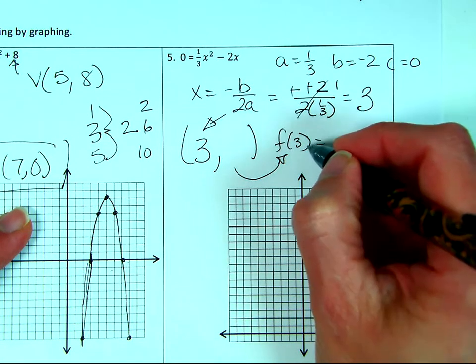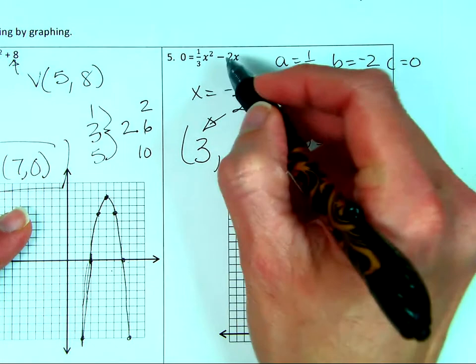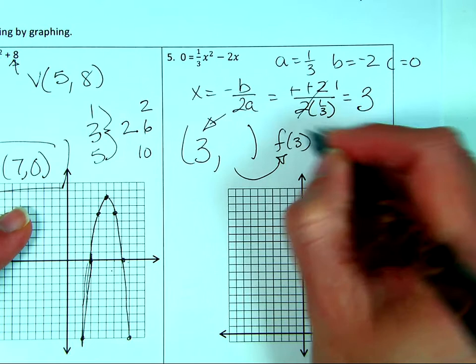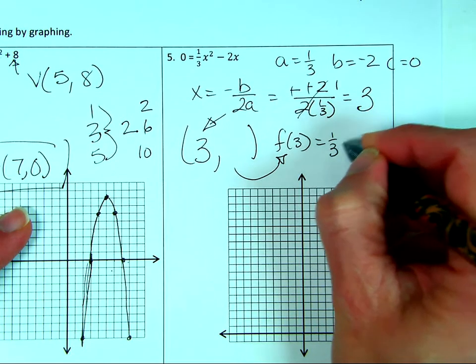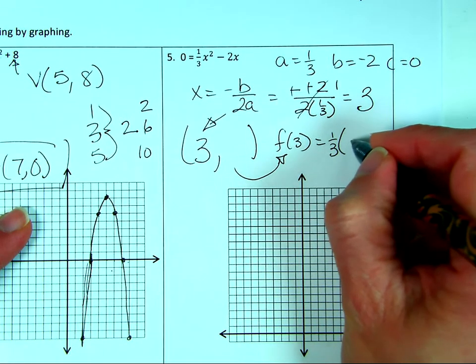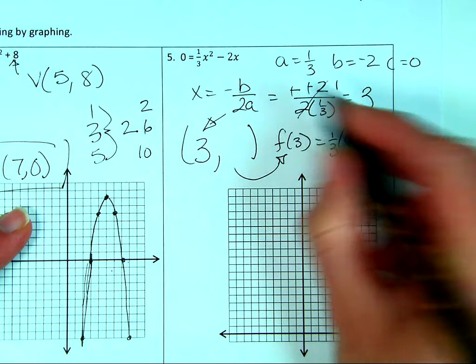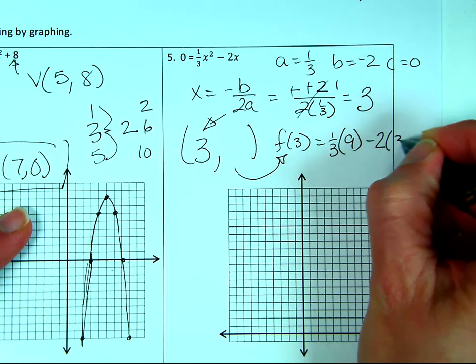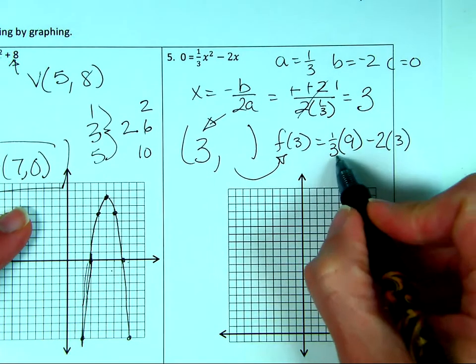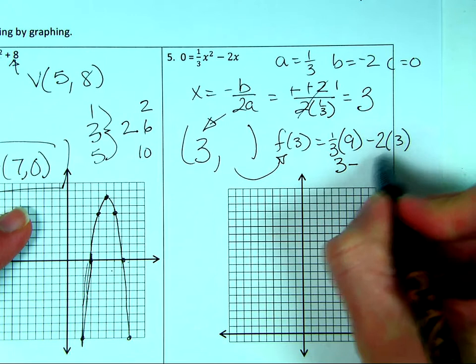So here we go, f of 3. Well, f of 3 means I put a 3 in there. So I get 1/3 times 9, because that's what 3 squared is, minus 2 times 3. So 1/3 of 9 is 3, minus 6, that's -3.